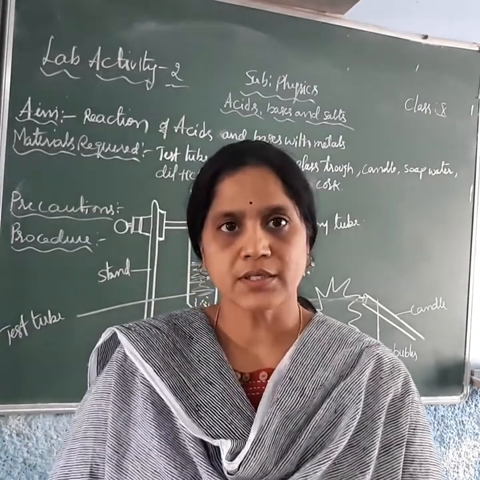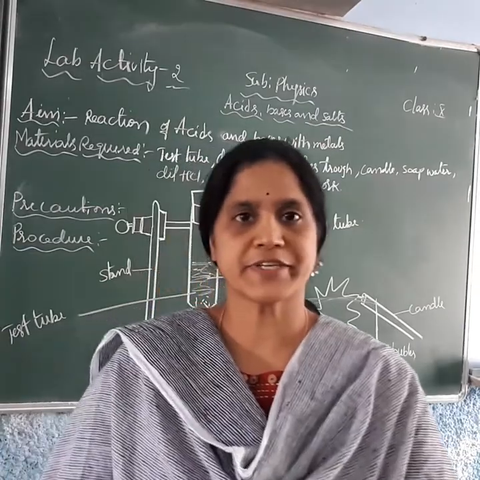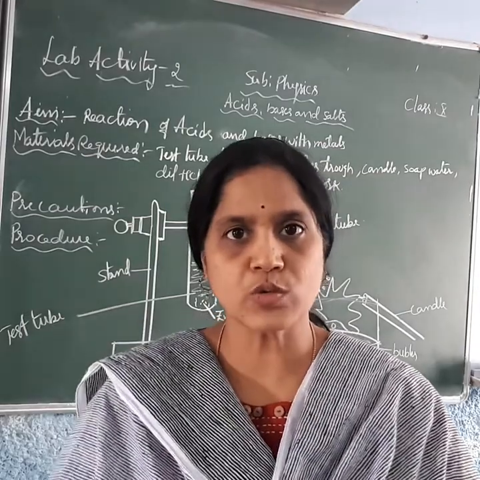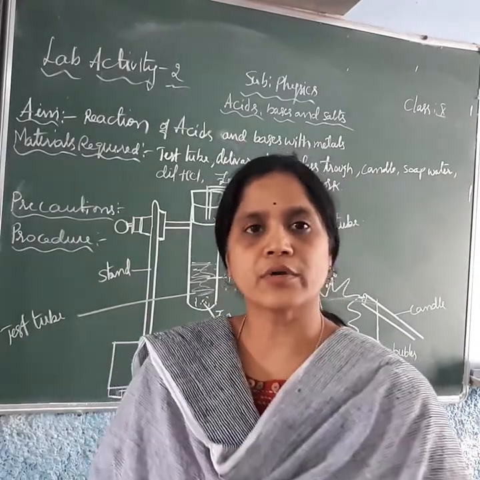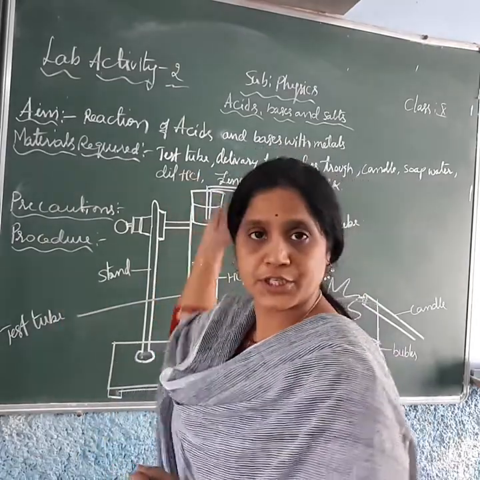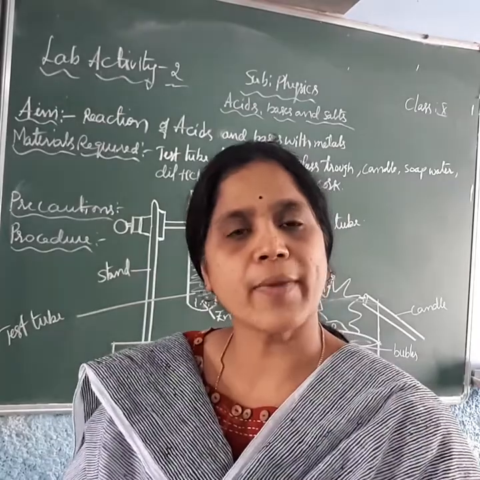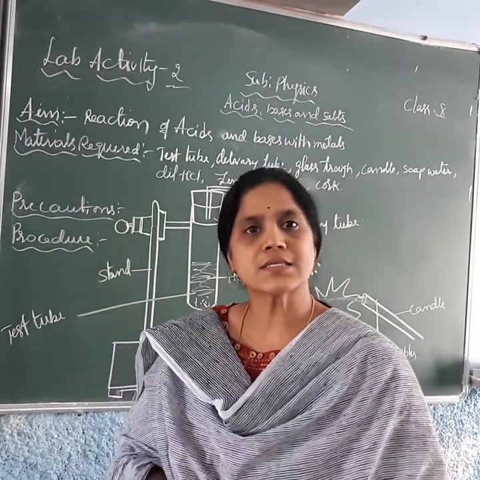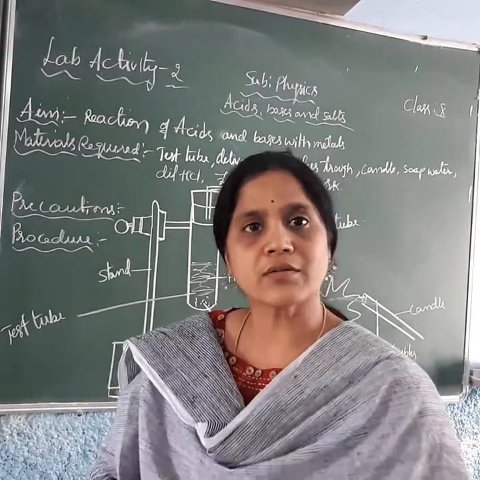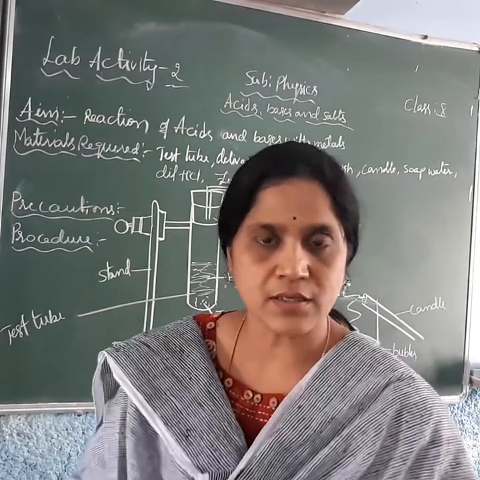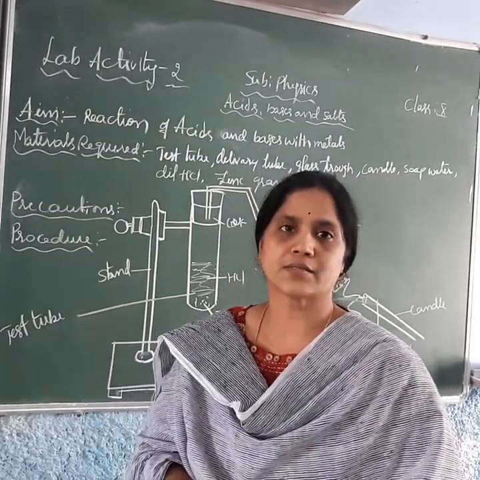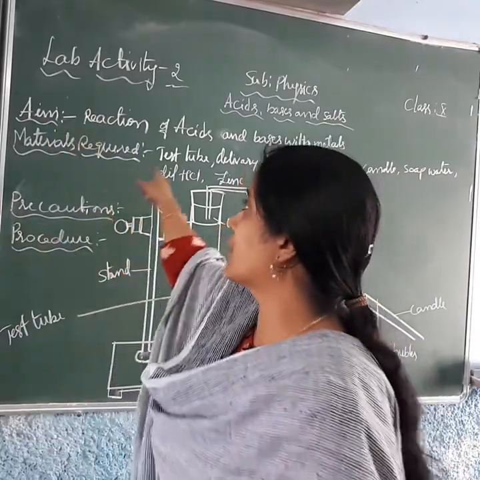In lesson 1, we discussed lab activity 1: what type of images we will get when we use the concave mirror. Now, in lesson 3, we have one more lab activity. This is lab activity 2. What is the aim of this lab activity? When acids and bases react with metals, what reactions take place and which gases are evolved? The reactions of acids and bases with metals, that is the aim of our lab activity 2.